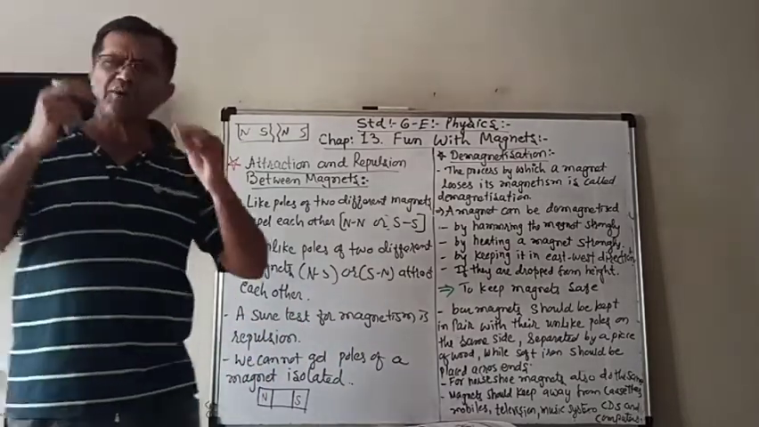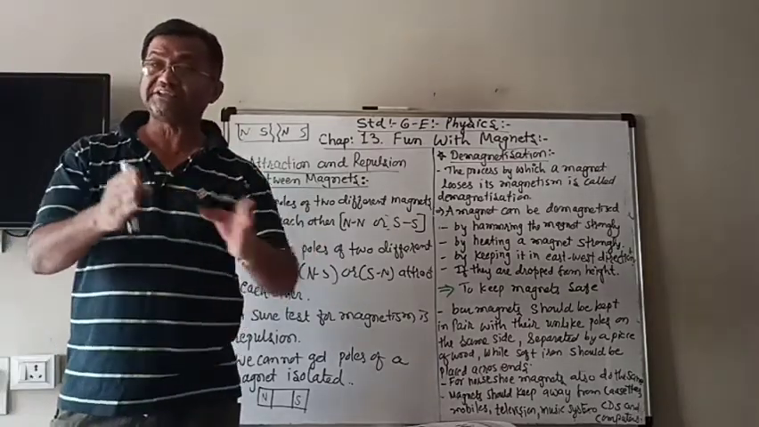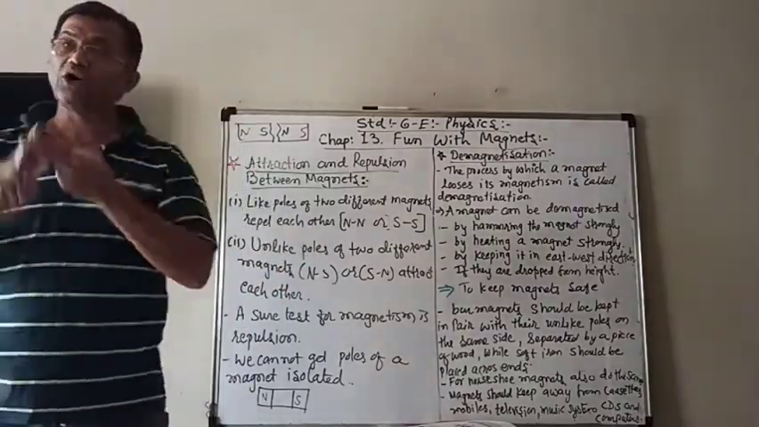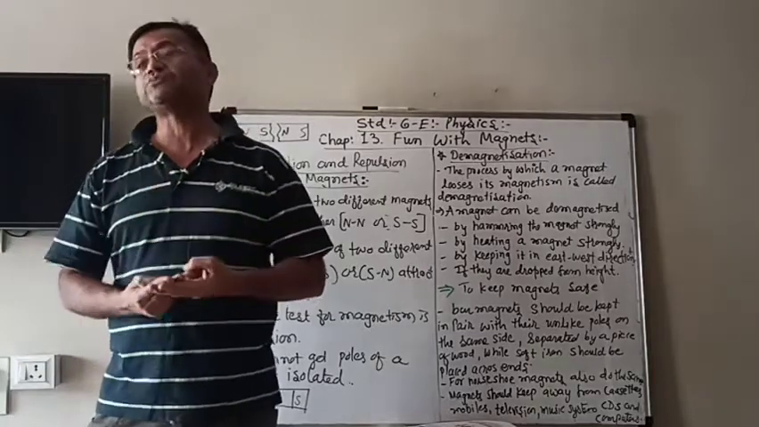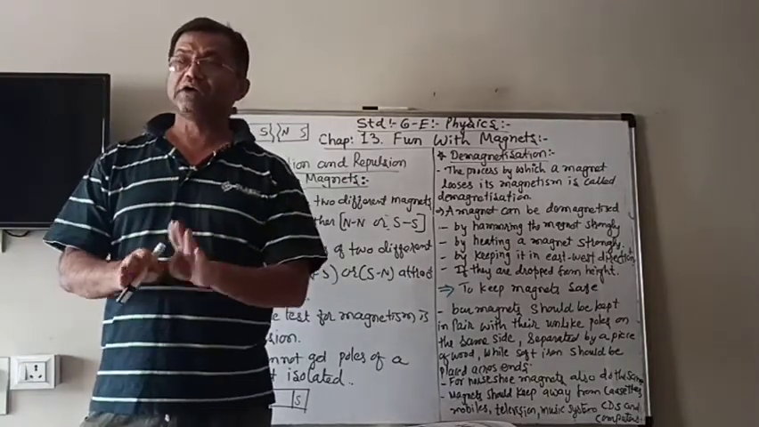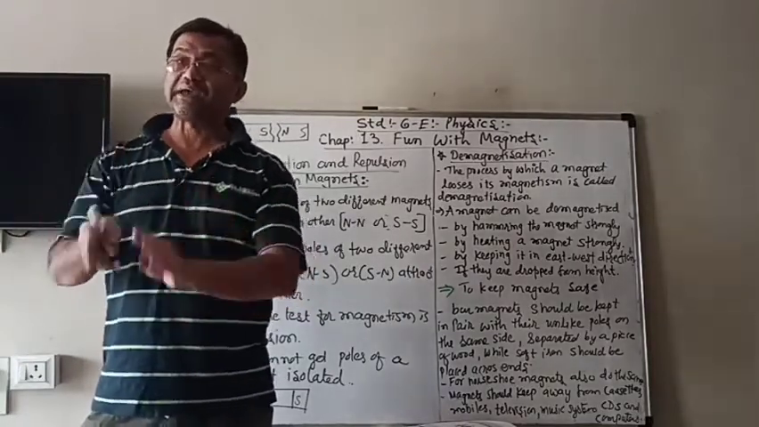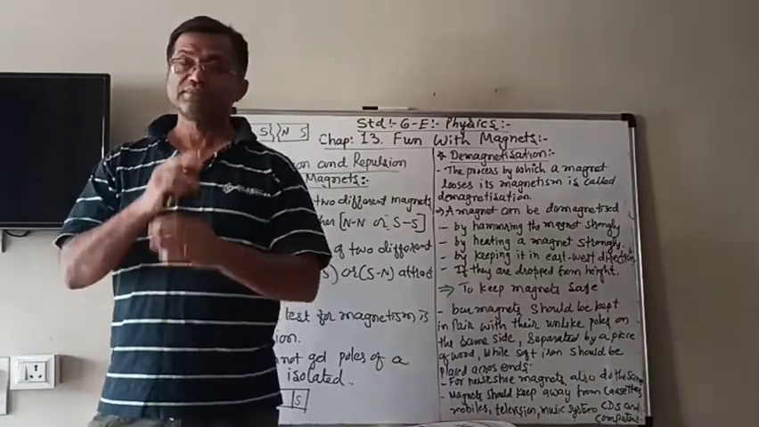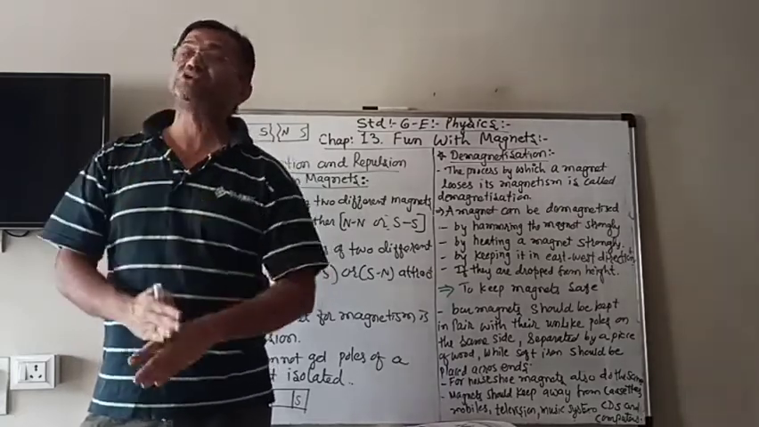So you make how many? Three pieces also. Then all the three pieces will have both north and south pole. Automatically the other end will get that pole. So we cannot get them isolated.